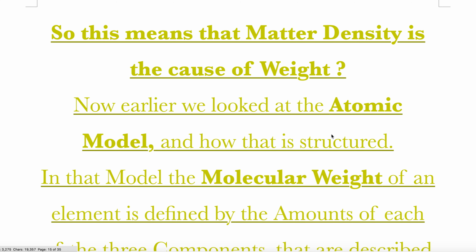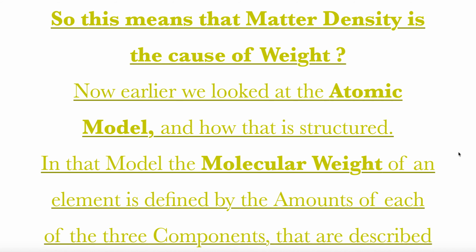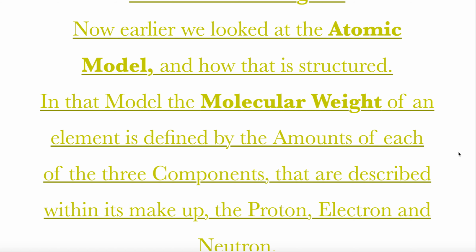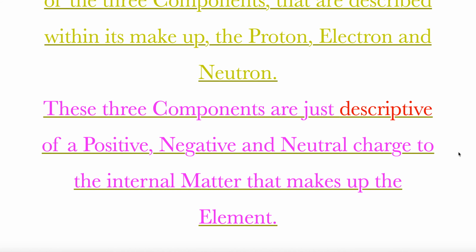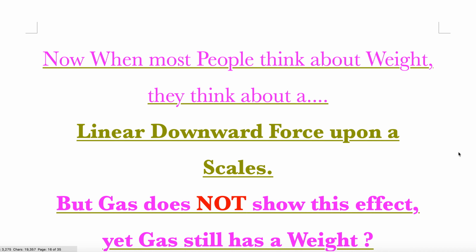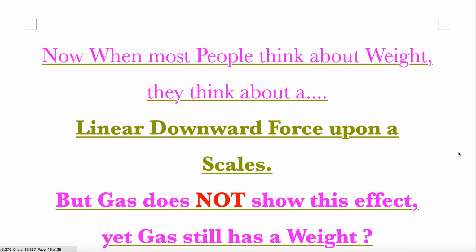So this means that matter density is the cause of weight, right? So density of matter is the cause of weight. Now, earlier we looked at the atomic model and how that is structured. In that model, the molecular weight of an element is defined by the amounts of each of the three components that are described within its makeup: the proton, electron, and neutron. These three components are just descriptive of a positive, negative, and neutral charge to the internal matter that makes up the element. Now, when most people think about weight, they think about a linear downward force upon a scales.